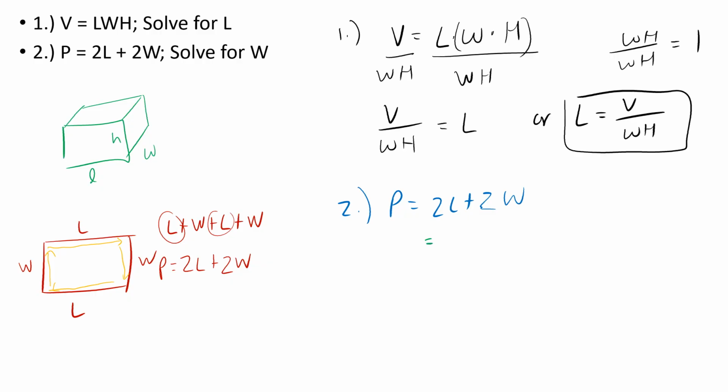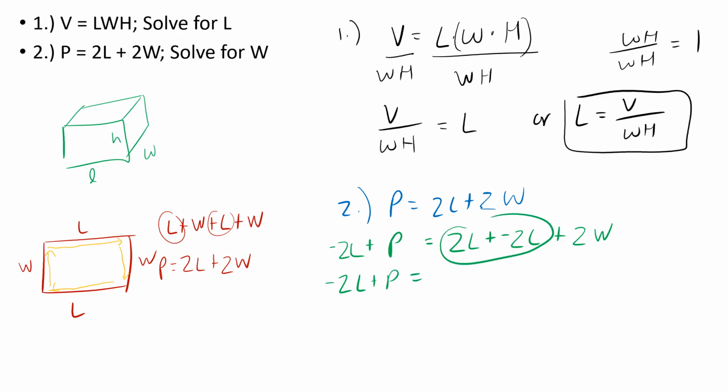I can get rid of that 2L by subtracting 2L or by adding negative 2L, whatever you like better. Adding the negative 2L is a little bit nicer because you can just fit it on the left side there. That's kind of where I put it. So you're adding negative 2L. On the left, we have negative 2L plus P right here. Those are 0. And 0 plus 2W is 2W.